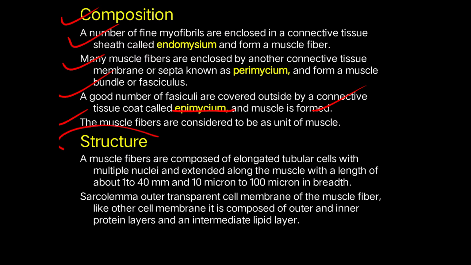Then come to the structure. Muscle fibers are composed of elongated tubular cells with multiple nuclei, extending along the muscle with a length of about 1 to 40 millimeter and 10 micron to 100 micron in breadth. Then sarcolemma, the outer transparent cell membrane of the muscle fiber, like other cell membranes, is composed of outer and inner protein layers and an intermediate lipid layer.